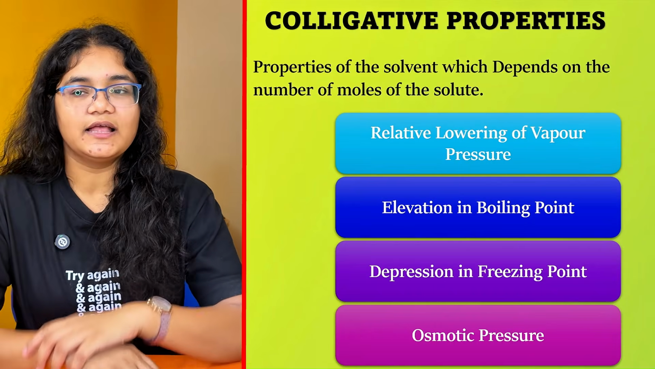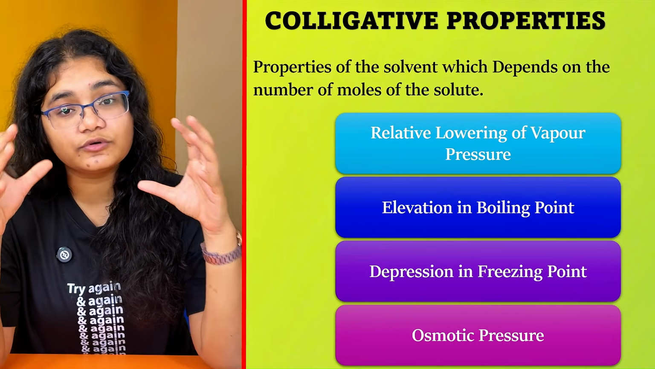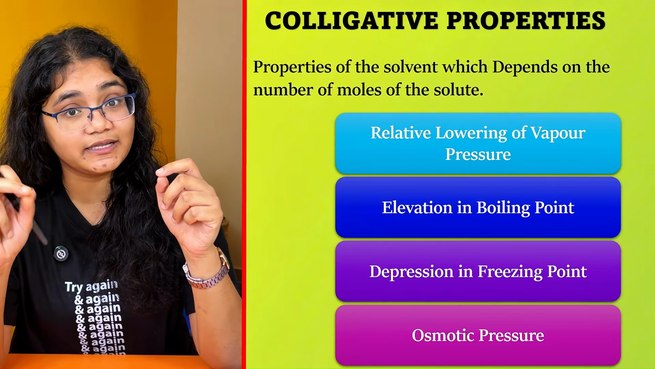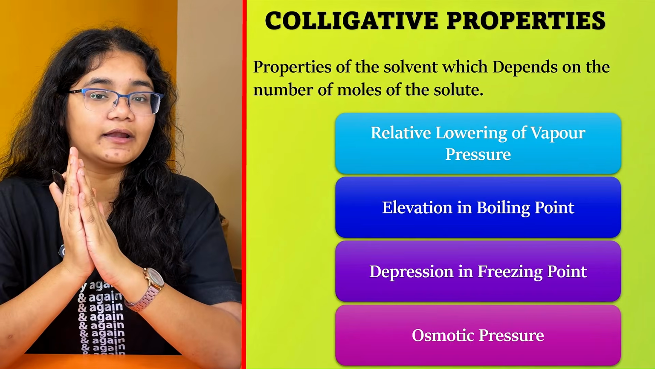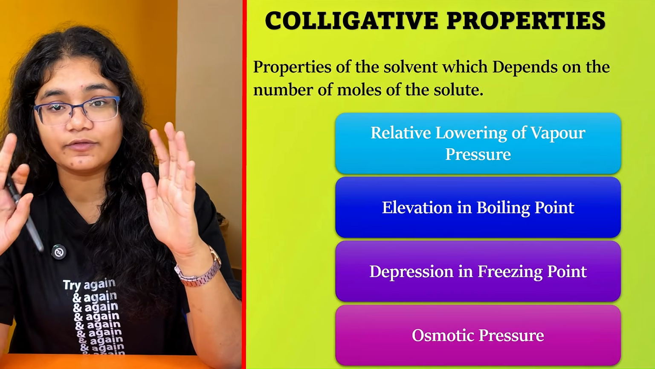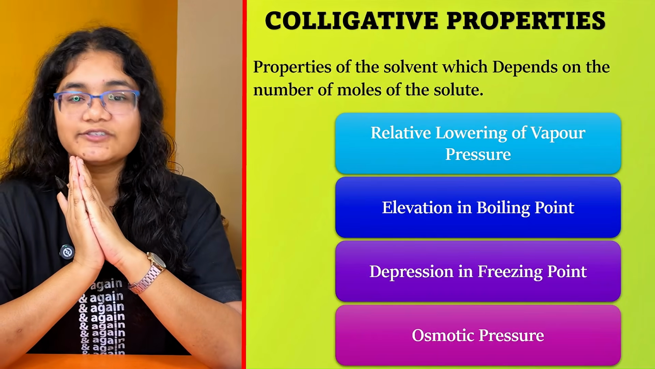Now let's talk about the heart of this chapter, the most important point of this chapter, that is colligative properties. See, colligative properties are those properties of the solvent, whose properties? Of the solvent, which depend on the amount of solute added. How much solute you have added, based on that those properties will change. These are called colligative properties.